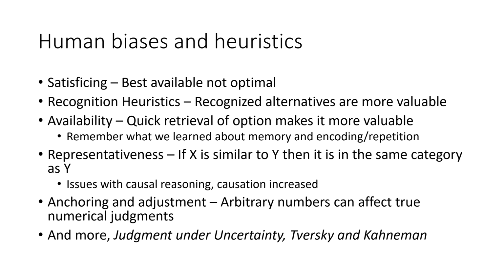Anchoring and adjustment. Arbitrary numbers: if we anchor somebody somewhere on a type of value or number, they will be less likely to deviate from that. And there's more if you're interested. Look up the Judgment Under Uncertainty paper by Tversky and Kahneman, or Daniel Kahneman's book, Thinking, Fast and Slow, which covers these and also includes a reprint of that famous paper.